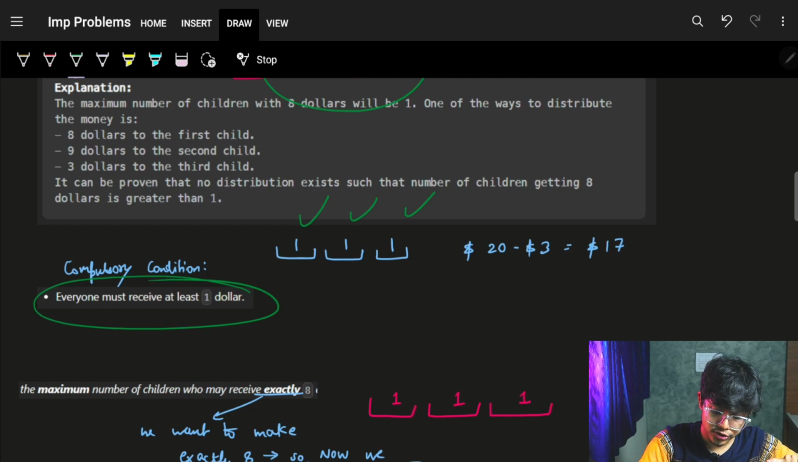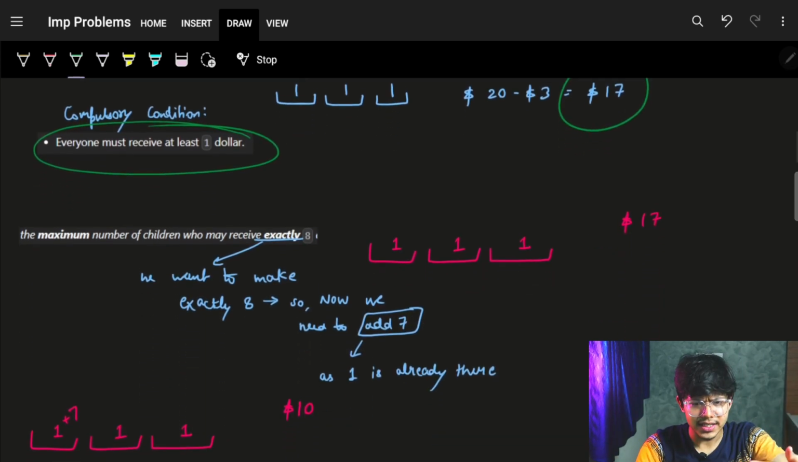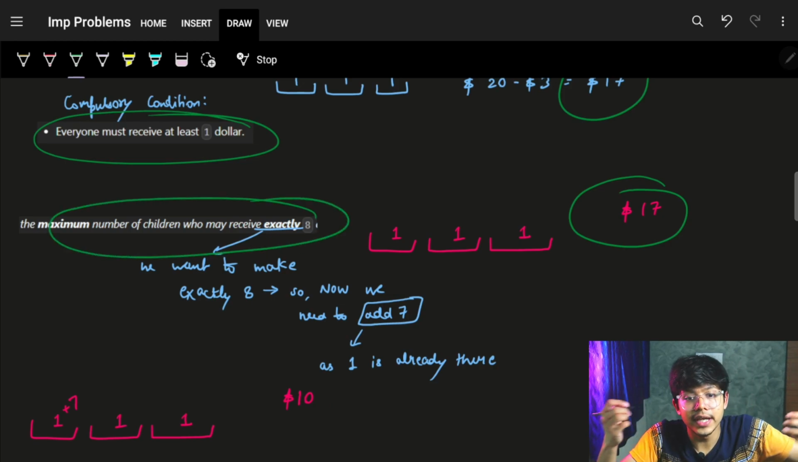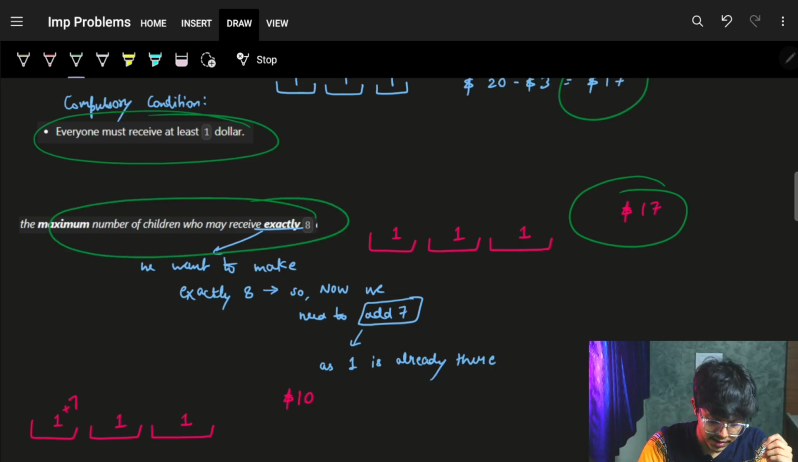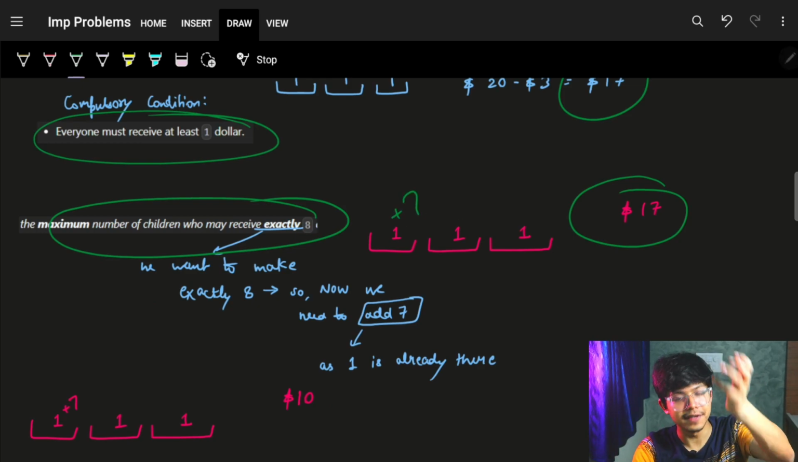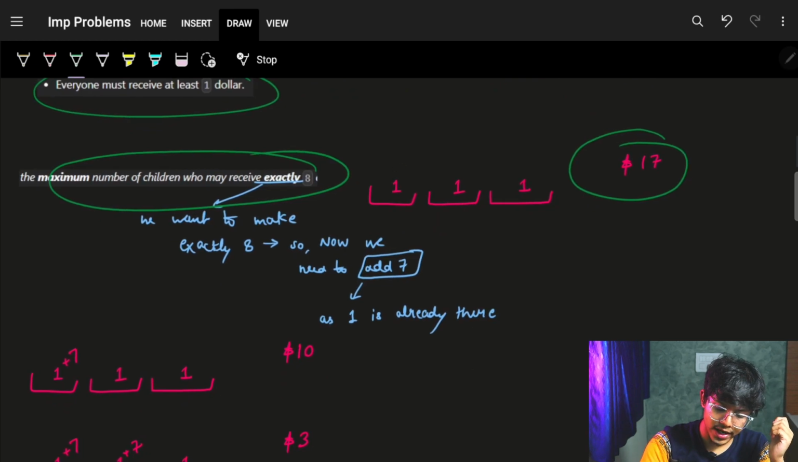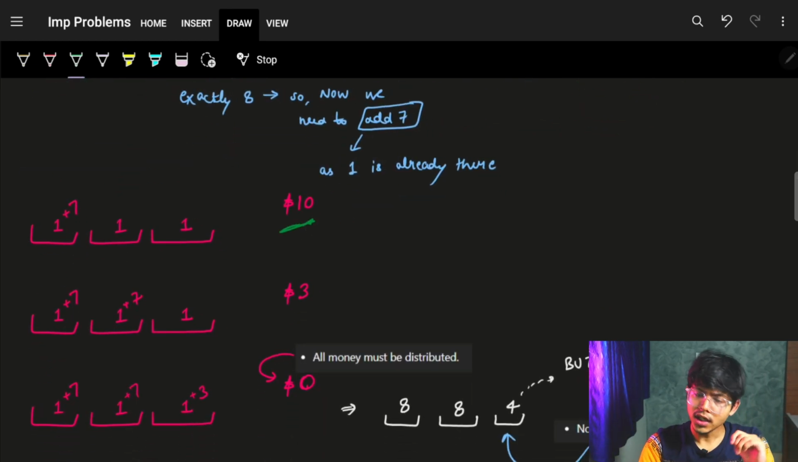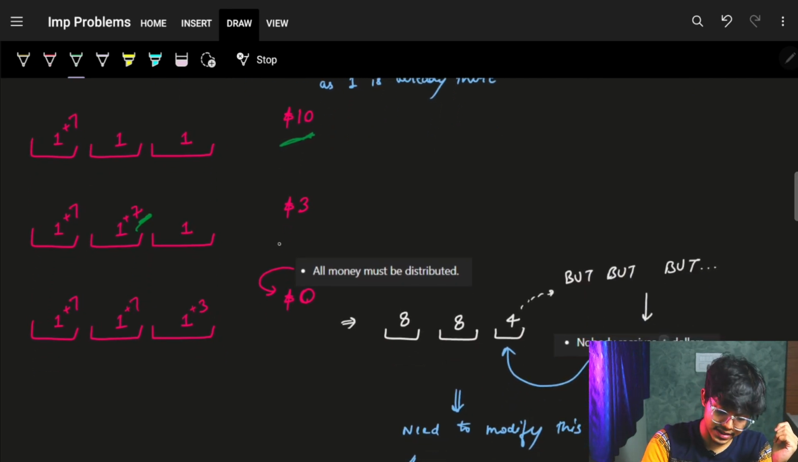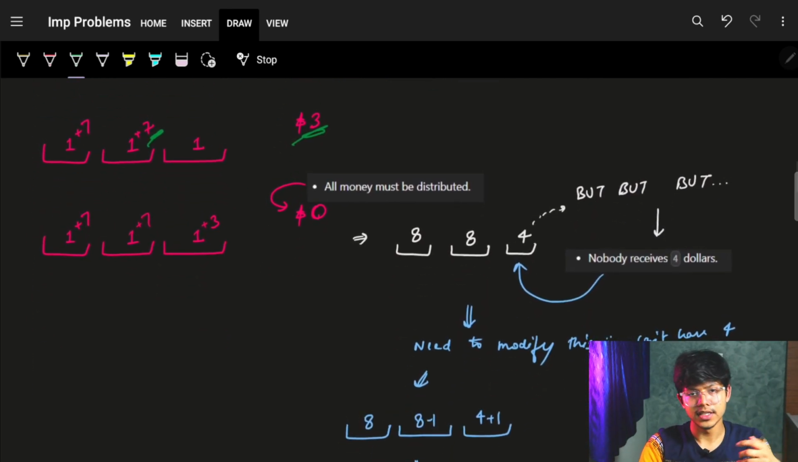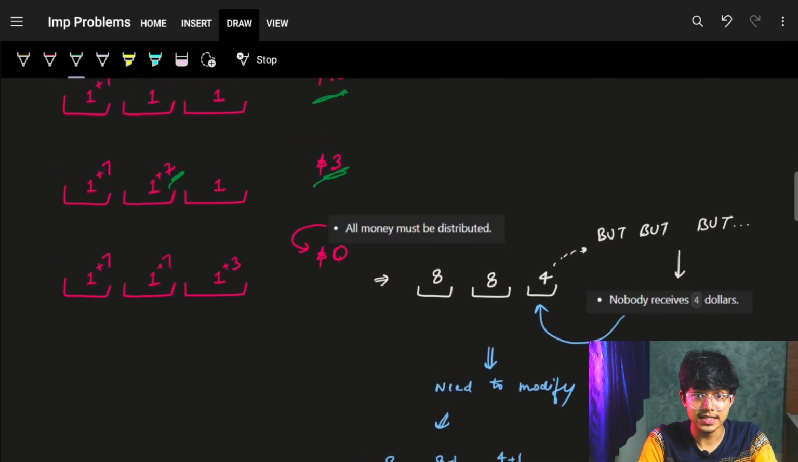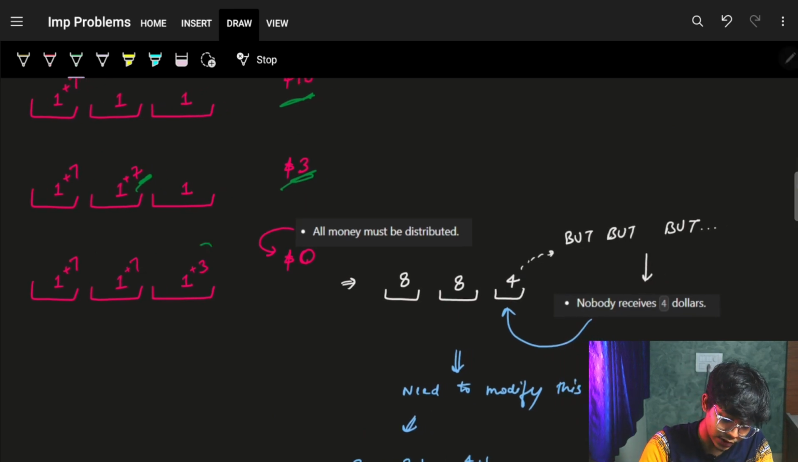I put $1, so remaining will be $17. Now let's think, 17 are remaining. I want to make exactly 8 to get my actual good answer. So what I will do is try to put $7 now in every box. When I add 7, remaining will be $10. Again I add 7, remaining will be $3. Now I can't add 7 because 3 is less than 7, so I need to add $3.